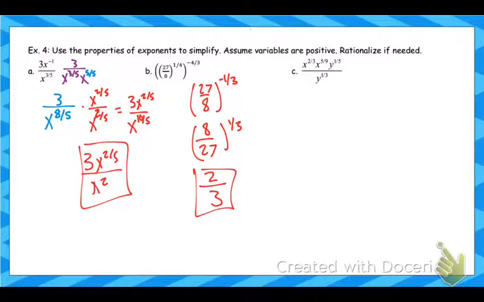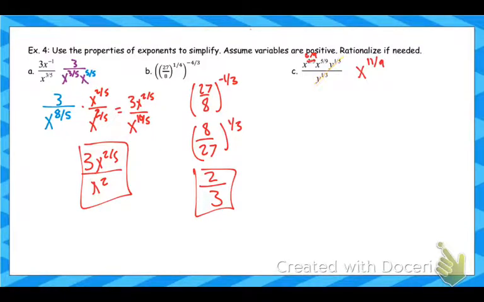All right, then looking at this last one, again, using our exponent properties. So looking at my x's, I can combine those together as long as I add those exponents and I get a common denominator. Well, that denominator needs to be 9. So I'm going to change 2/3 to 6 over 9. Now I can add those together and I get x to the 11 over 9.